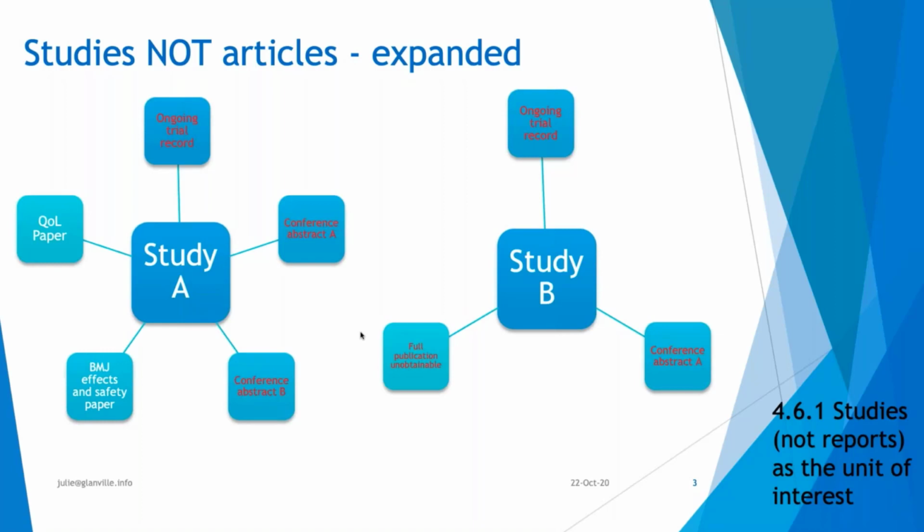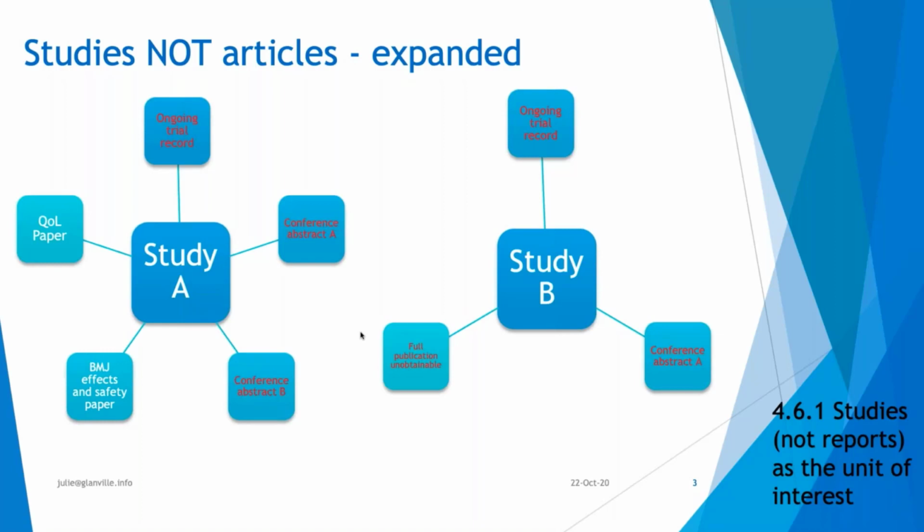So as well as the full papers, there might also be a trial record, ongoing or completed, a conference abstract, or maybe several conference abstracts. So a study is made up of several publications, and the new section highlights the fact that these may not always be standard journal articles.